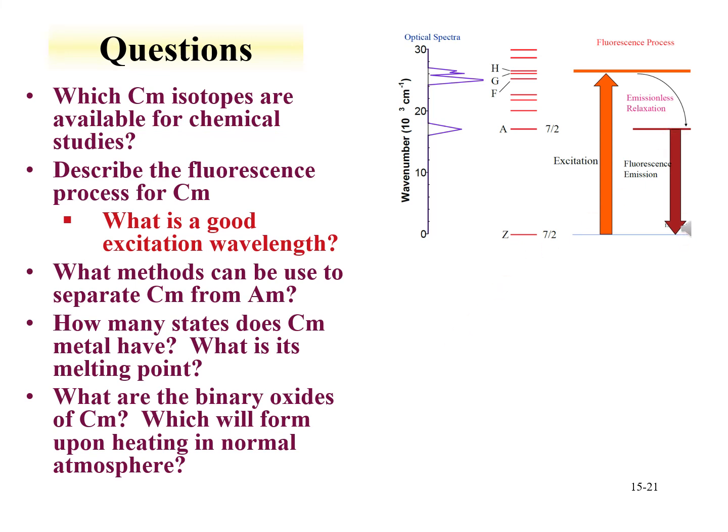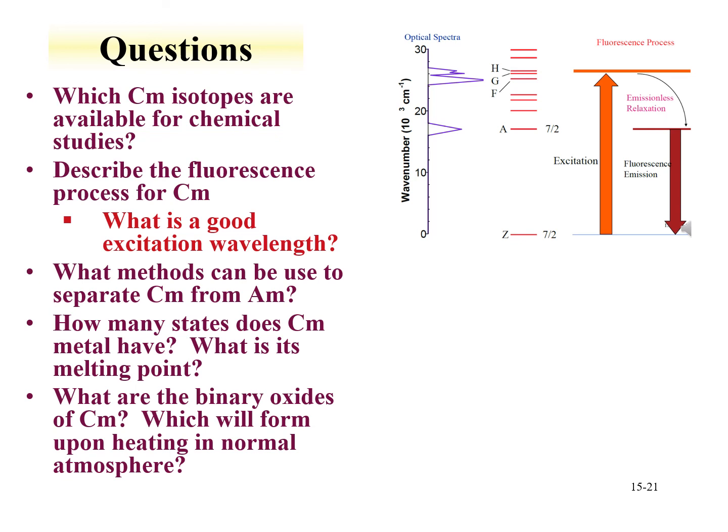What methods can be used to separate curium from americium? Well, we described some of the column chromatography methods, but also a good method would be the oxidation of americium to the 5 or the 6 state, where curium cannot be oxidized to those states, and then achieve a separation of the oxidized americium from the non-oxidized curium.